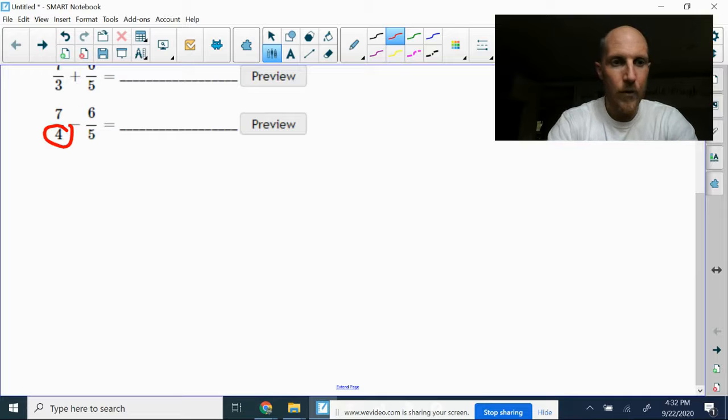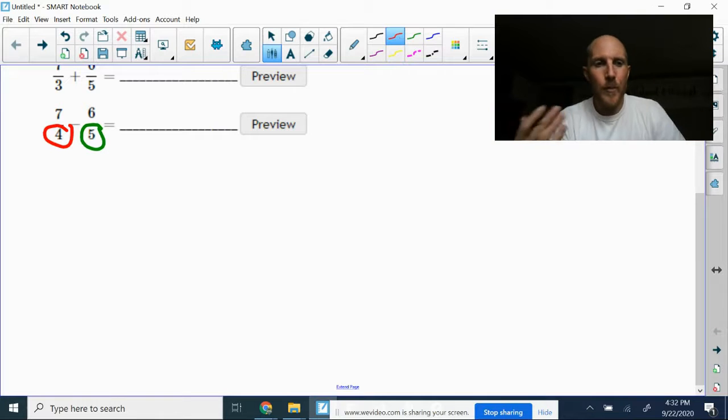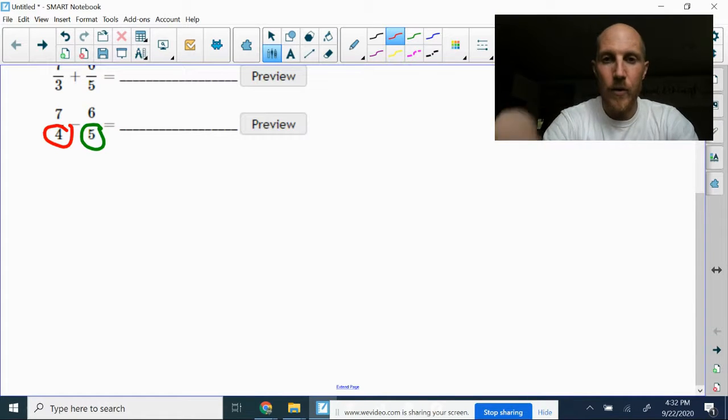So if I look at these two fractions, I've got 7/4 subtract 6/5, and I can see that they do not have common denominators. If I'm not sure what I should use as the least common denominator for 4 and 5, maybe you can figure it out for 4 and 5, but for other fractions you can't. You're like, I just don't know my times tables with those numbers. Okay, so we're going to make two lists.